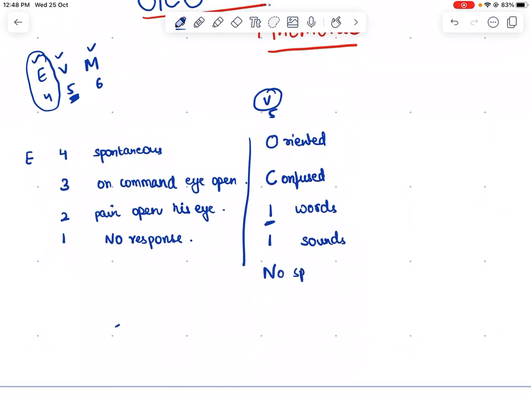And for 1 point there is no response, as we already learned. For verbal we used to give 5 points. So whenever we see a GCS score, just remember that you have to write EVM: 4, 5 and 6. For all of these, 1 point is no response. So for 5 write 5, then 4, then 3, then 2 and then 1. So OCIN is the mnemonic here for the verbal response.